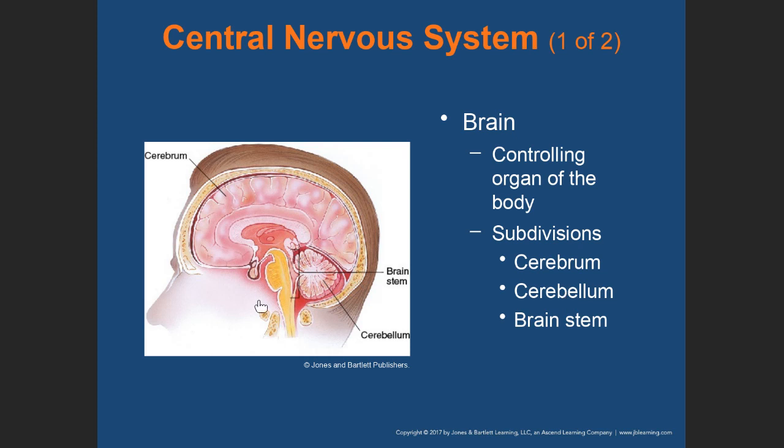Then you have the brainstem, which is the smallest area of the brain and one of the most well protected areas of the brain because it is responsible for all life-sustaining functions. So we're talking about the ability to breathe, heart rate regulation, sleeping, eating. That's the brainstem.